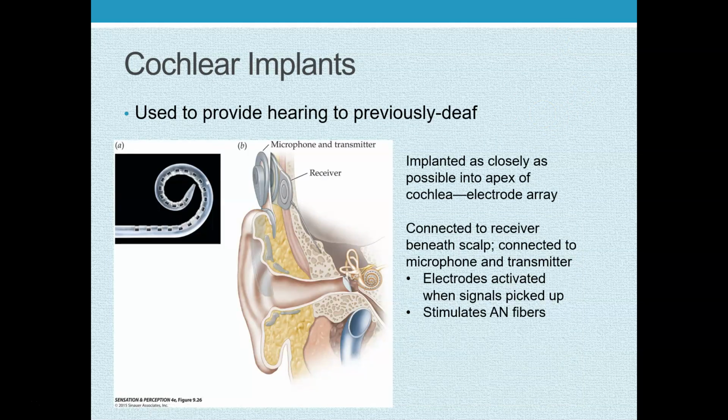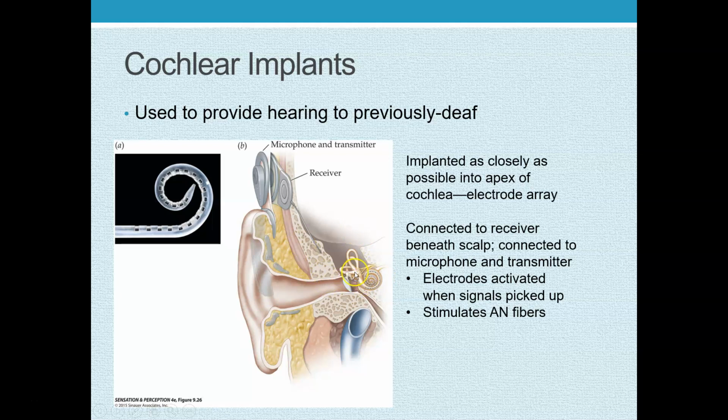Now, cochlear implants are different. These are used to provide hearing to previously deaf people. Generally, the implant, which you can see in this image, is implanted as closely as possible into the apex of the cochlea. It's basically an array of electrodes that are designed to function as input to the auditory nerve and basically function as hair cells.